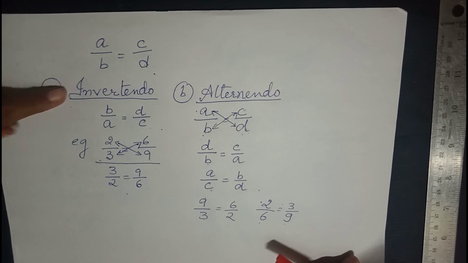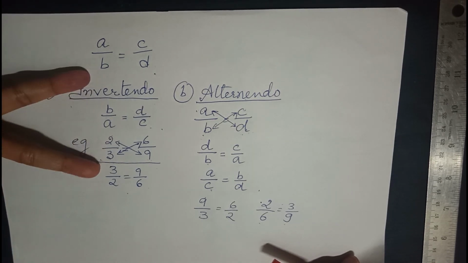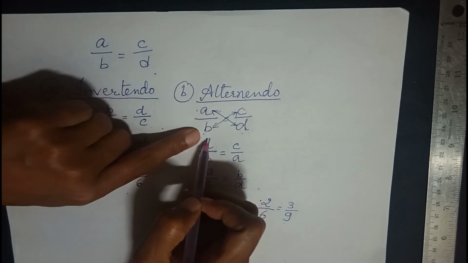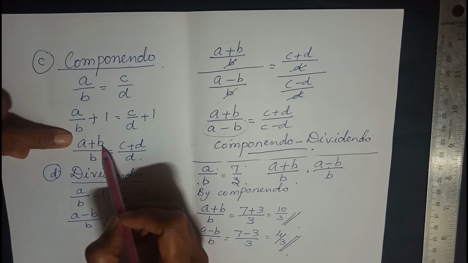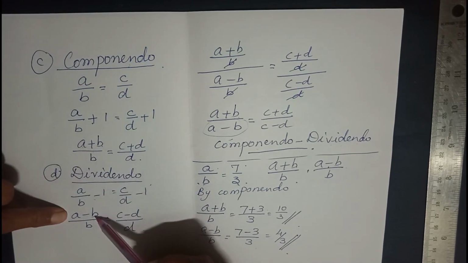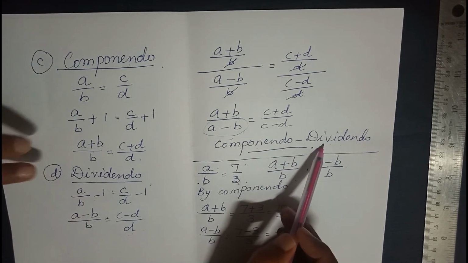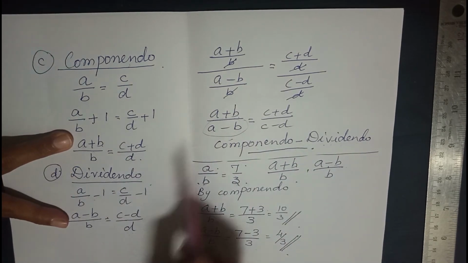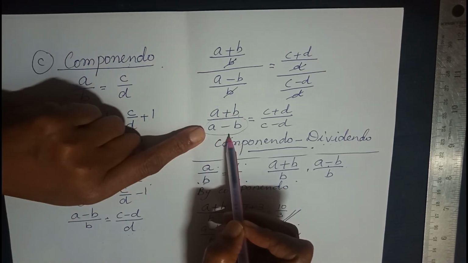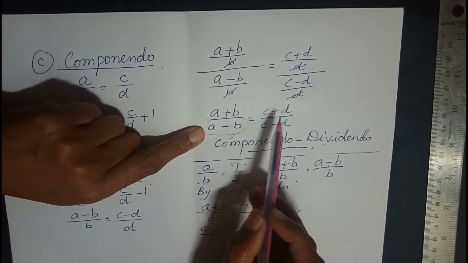So let's quickly revise. Invertendo is just reversing the numerator and the denominator. Alternendo is exchanging the numerator with the denominator of the other ratio. Componendo is addition of denominator to the numerator. Dividendo is the subtraction. And componendo dividendo is by dividing these two. That is, in the numerator you will have the denominator added, and in the denominator it is the subtraction.